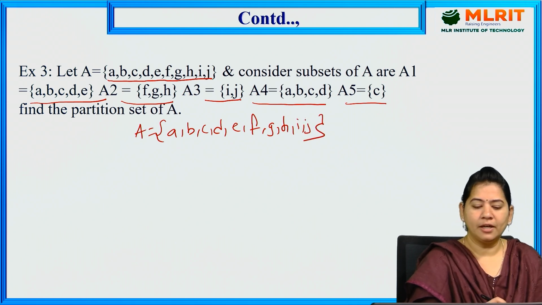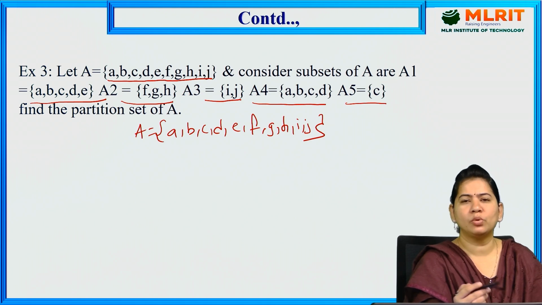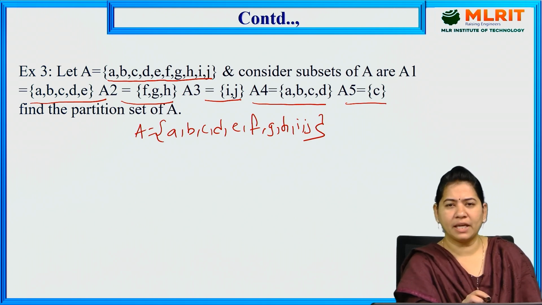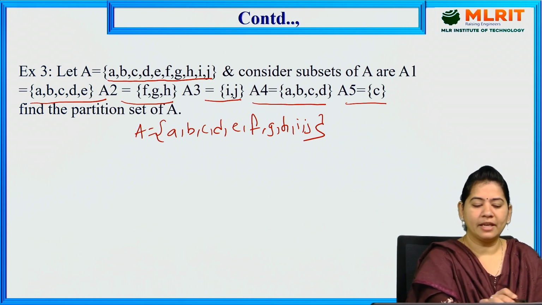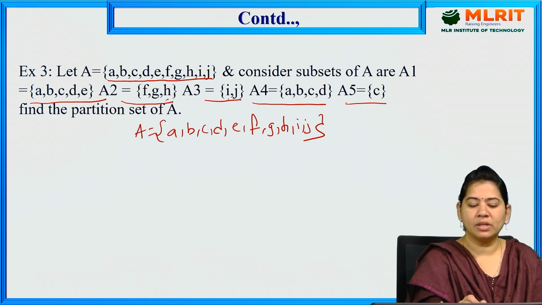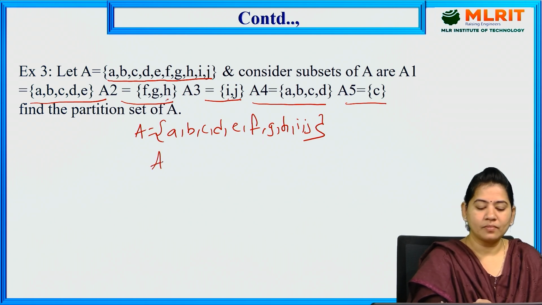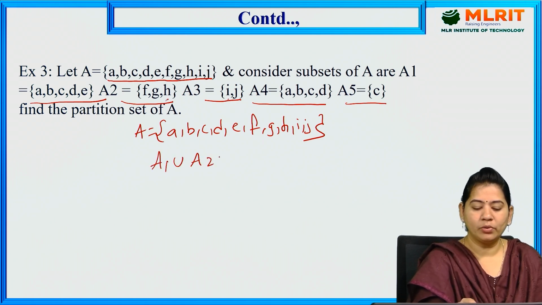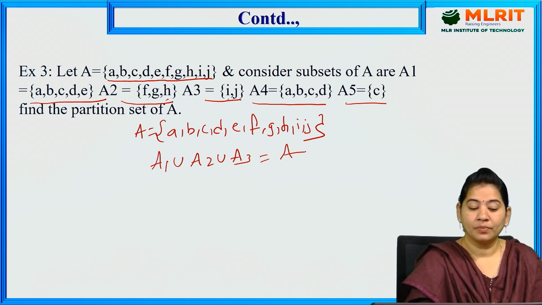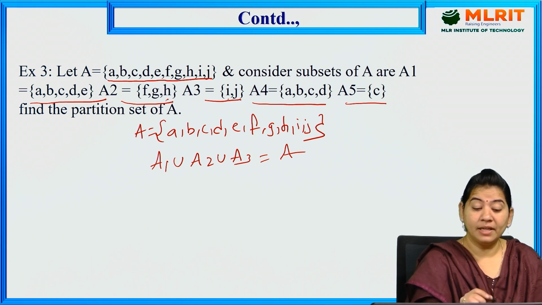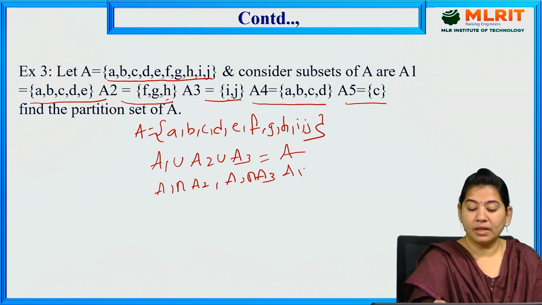Now, here, which two or three subsets, if you apply union, give you the original set? Let us check. A1 is A, B, C, D, E, and the next continuation is F, G, H, and the next one is I, J. Means A1 union A2 union A3 is equal to the original set. Now, if you apply the intersection between A1 and A2, or A2 and A3, or A1 and A3.